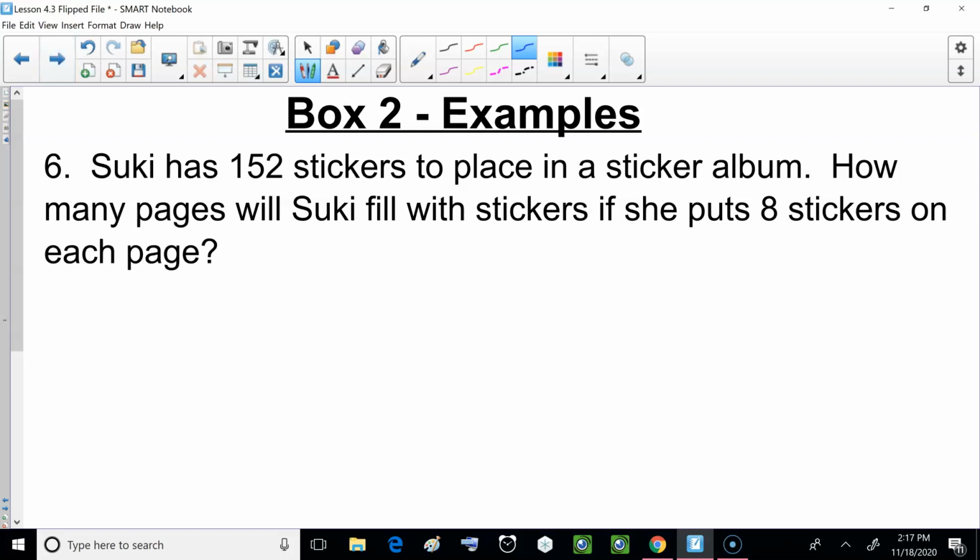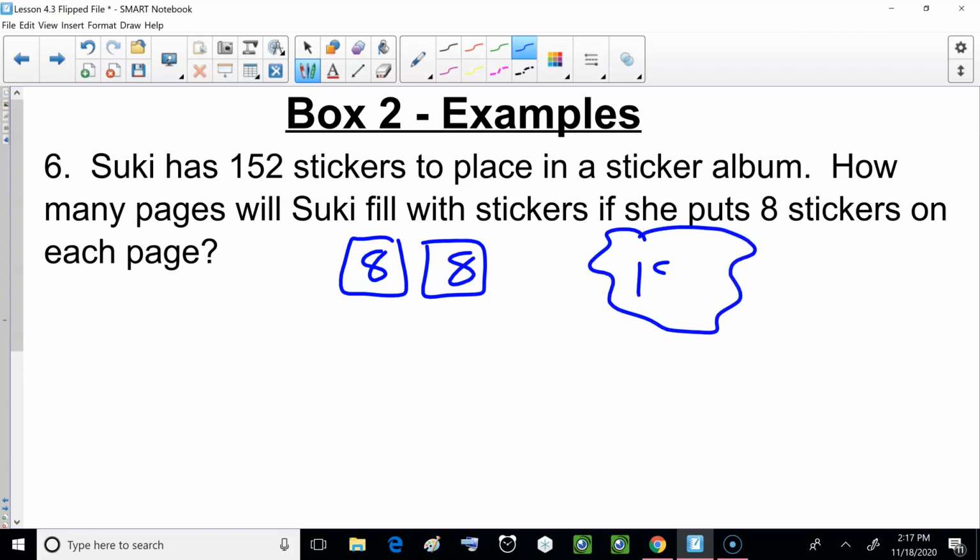So if I'm picturing, like, here's a page, right? When in doubt, draw it out. So there's a page, there'll be 8 on here. So then there'll be 8 on here. All right, so there's all these pages that are going to have 8. So she has this big collection of stickers, 152 of them. She's going to put 8 on a page. So to me, it would be a division problem. So I have 152 divided by 8.